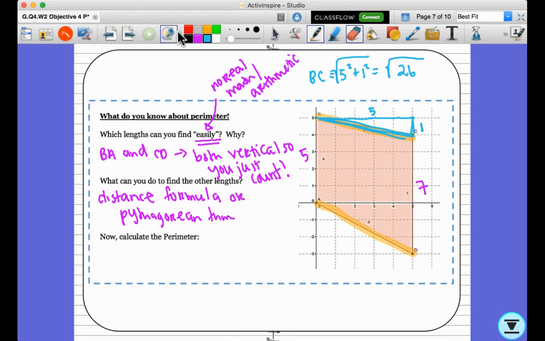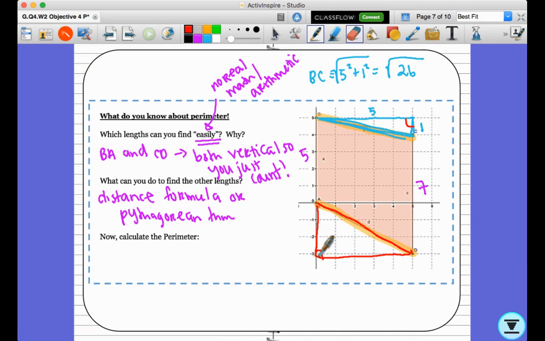What about this one right here, AD? Let's make it into a triangle. I tend to make the triangles on the outside. I could make them on the inside. It won't matter at all. Right, and there was the right angle.